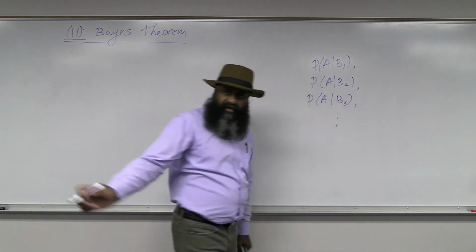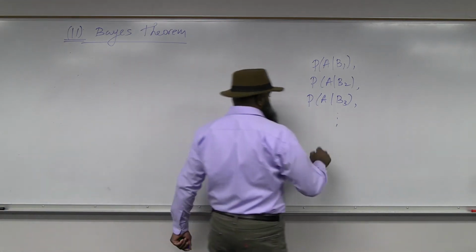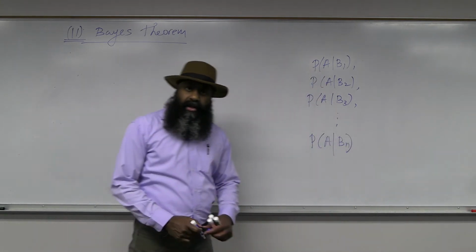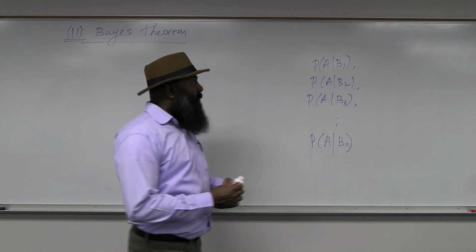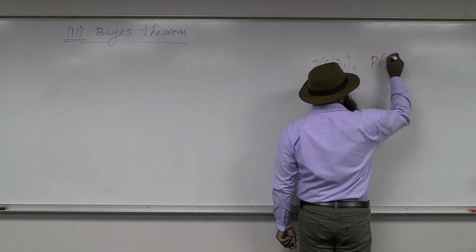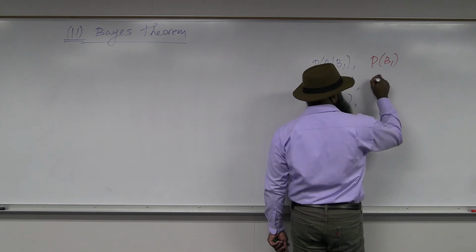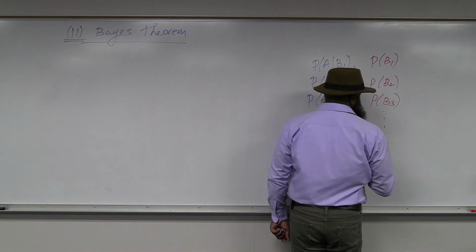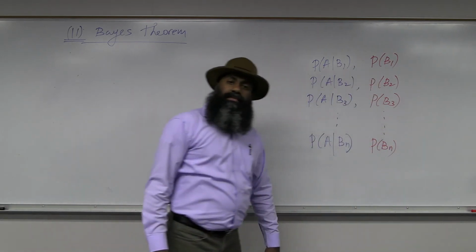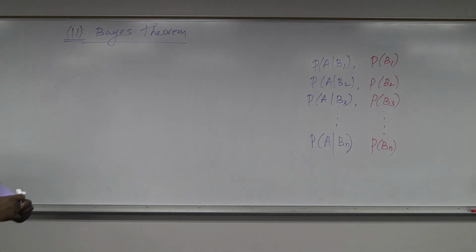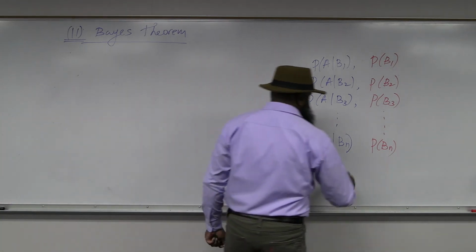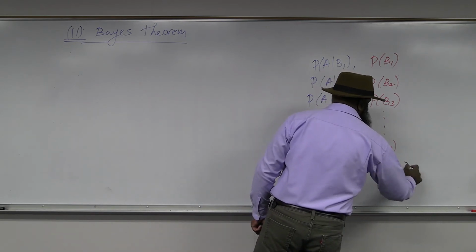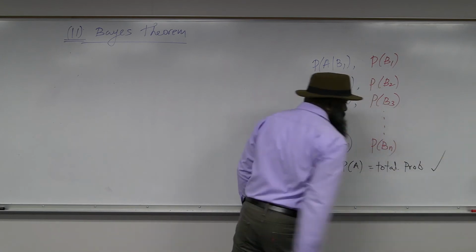Likewise, if you have n number of pieces in the partition, all these probabilities will be given up to probability A given Bn. In addition to all of those probabilities, you will also be given the probabilities of each of the pieces in the partition, such as PB1, PB2, PB3, up to PBn. Now, all of these will be given. And you can quite easily find PA in that case. Okay, total probability. So we already know how to find that.